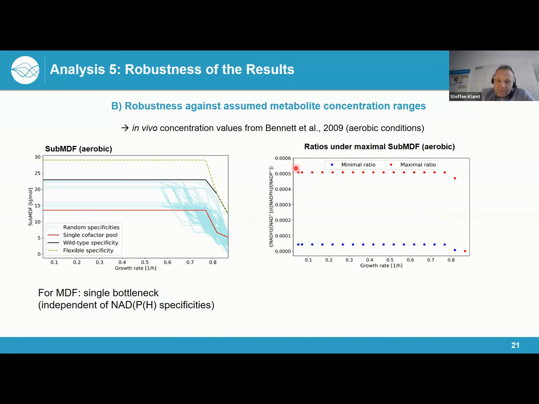And also here the feasible concentration ratios for NAD and NADP, so the relative redox state of these two cofactors, again reflect what is also measured in this paper: a very tight range indicating that the NADP pool is in a highly reduced state, and the NAD pool mainly in the oxidized state.